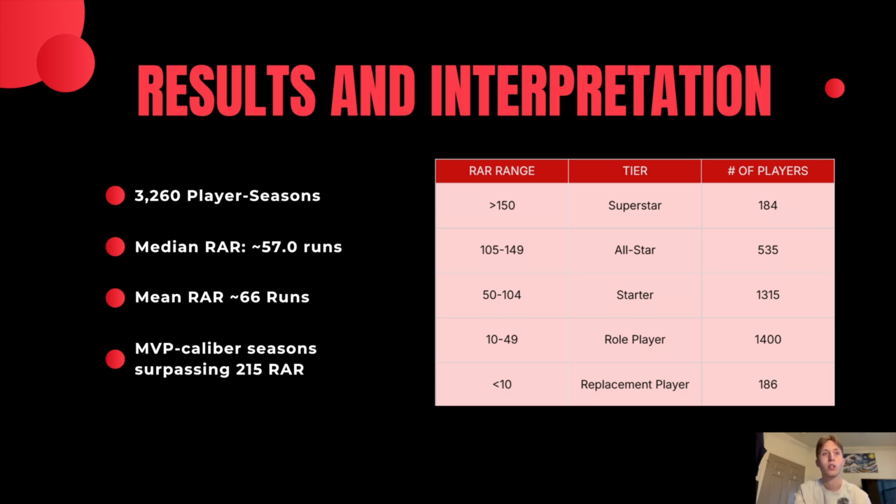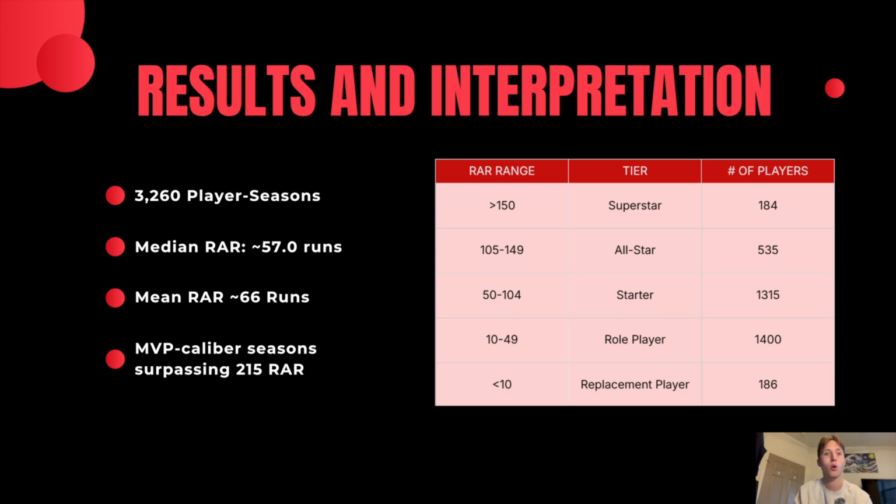We went ahead and categorized players into tiers. The first tier, being over 150 RAR, is your superstar range. We have 184 players in this bunch. 105 to 149 are your all-stars. We see a jump to 535 players. 50 to 104, the starters: 1,315 players. 10 to 49 are your role players with exactly 1,400, and below 10 are your replacement level players at 186 players.